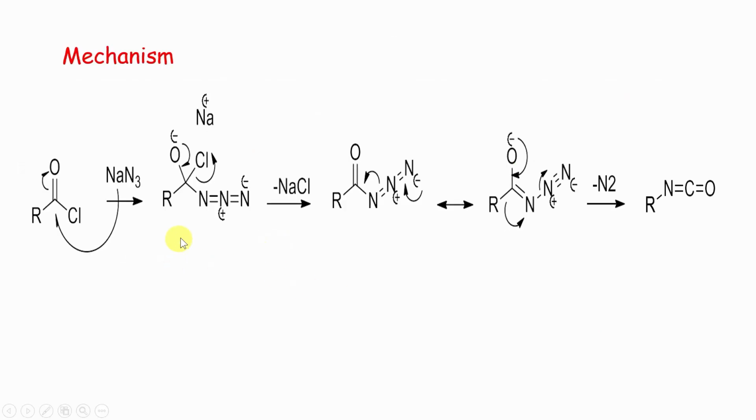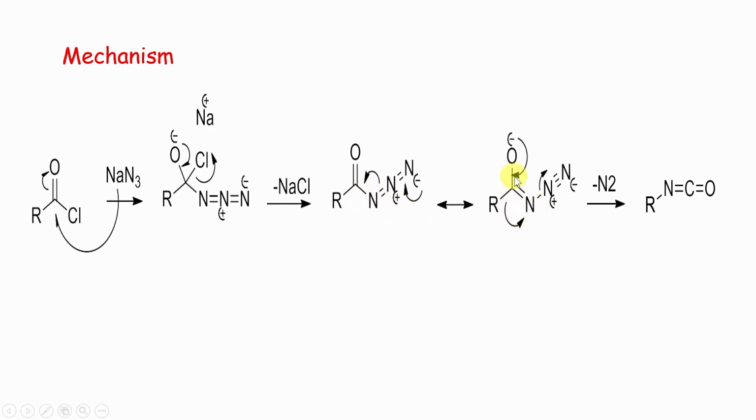See the mechanism involving the formation of acyl azide from acid chloride and the decomposition of acyl azide to form isocyanate. Here acid chloride reacts with sodium azide. See, nitrogen attacks the electron deficient carbon atom of the carbonyl group. Thereby this anion or this intermediate is formed. Then sodium chloride is eliminated from this intermediate. We will get the acyl azide.